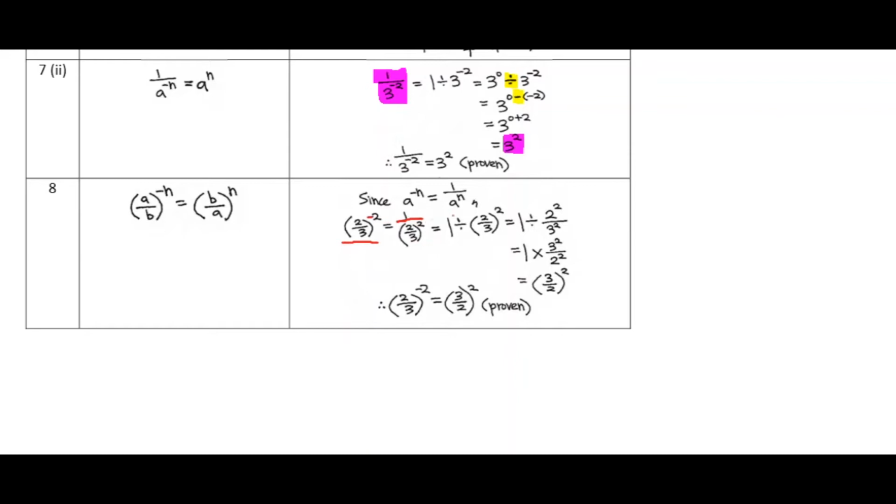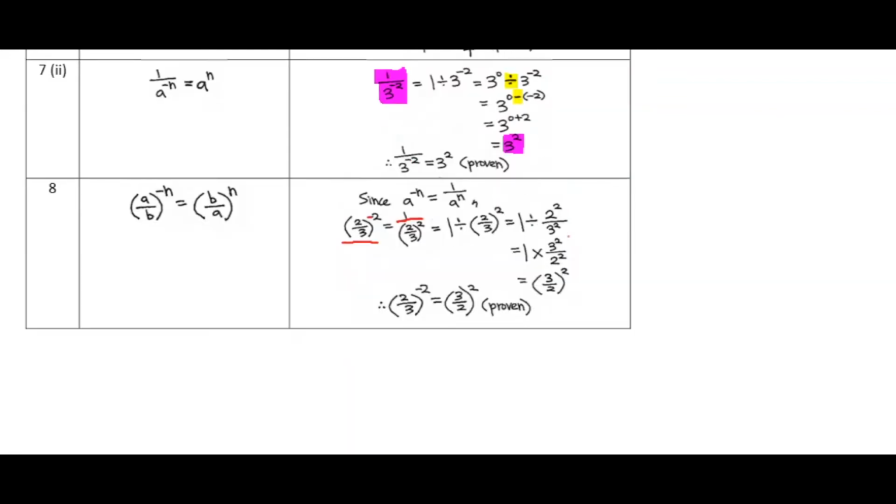And what does this mean? It means 1 divided by the numerator divided by the denominator, and the denominator is (2/3) squared. When I expand this bracket, the square is applied to both the numerator and denominator, all the terms within the bracket. So it will be 1 divided by 2 squared over 3 squared.